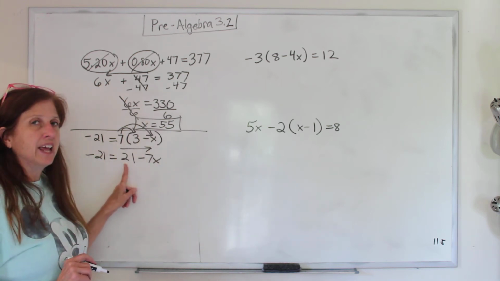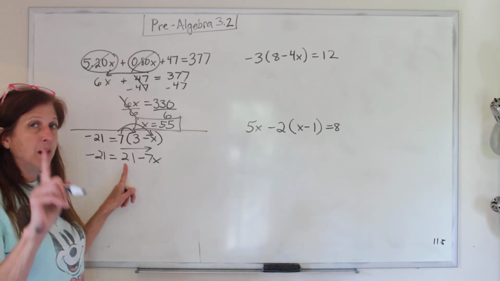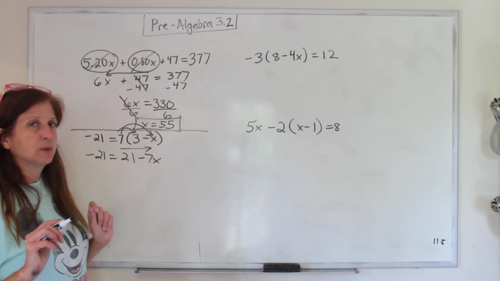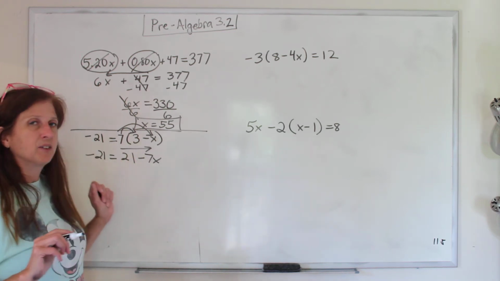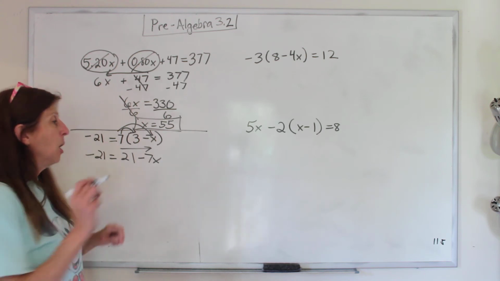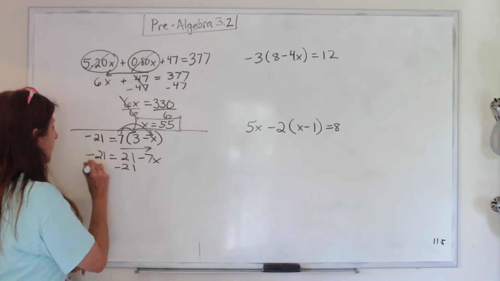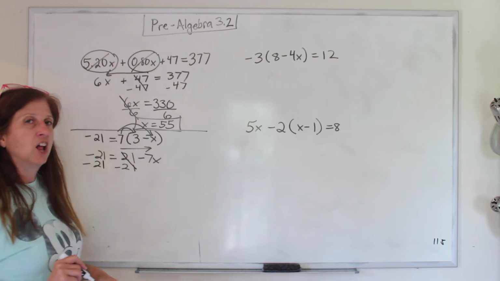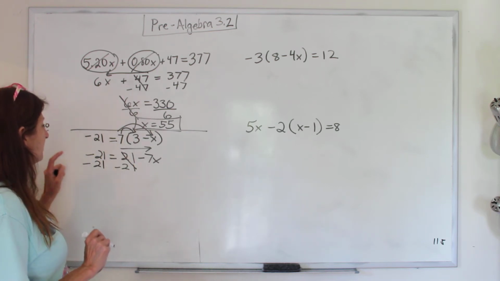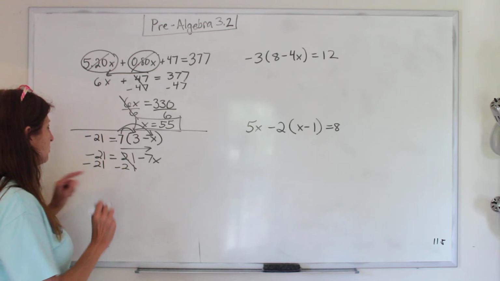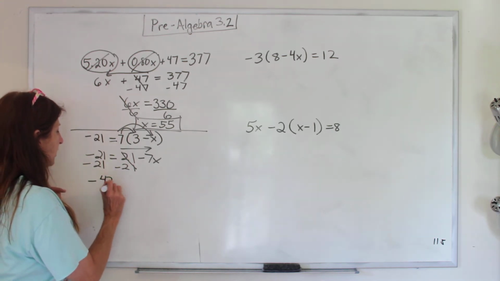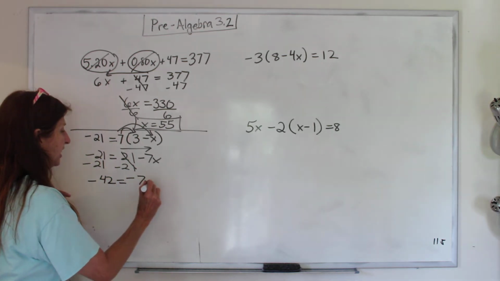Is that 21 negative or positive? It's positive. The negative goes with the 7. So what's the opposite of this plus 21? Minus 21. What I do to one side, I do to the other. Those cancel out. Negative 21 minus 21 is negative 42 equals negative 7x.